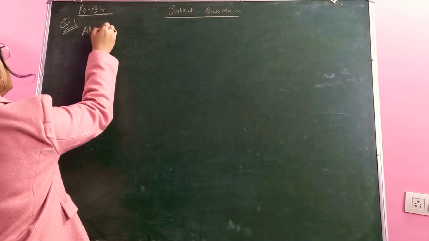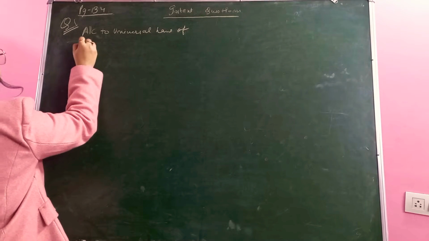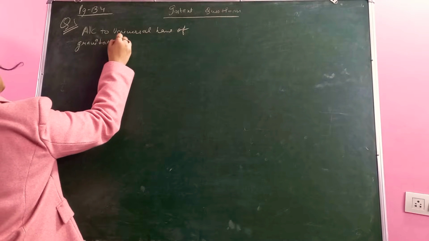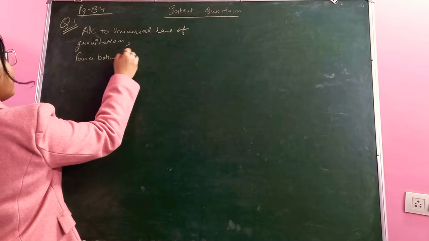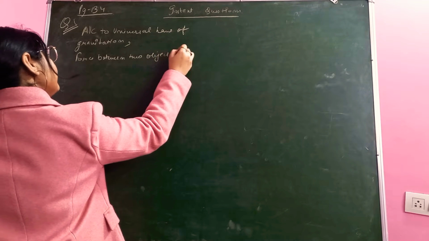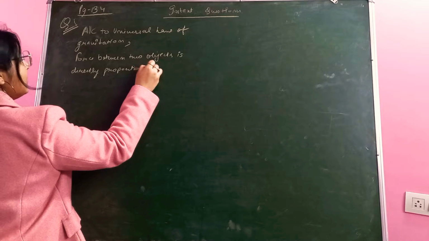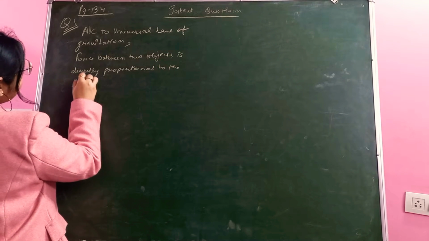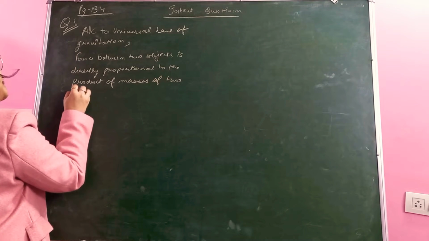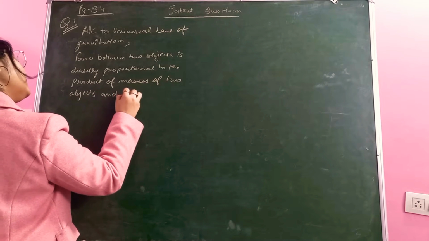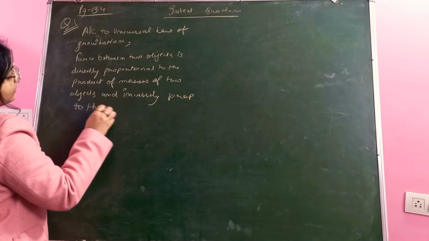So according to universal law of gravitation, the force between two objects is directly proportional to the product of masses of two objects and inversely proportional to the distance between them.